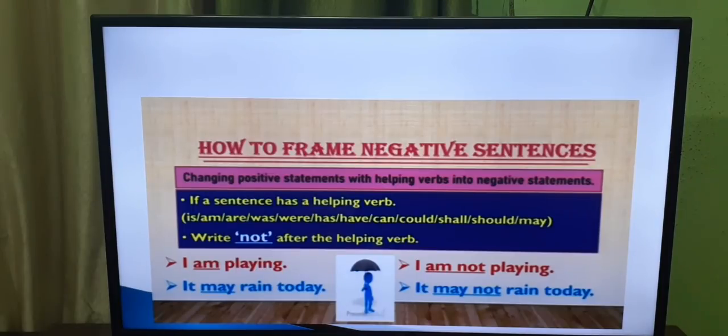Now let us take another example. It may rain today. Here the helping verb is what? May. And we just find out the helping verb and use the word not after that. So, when we change into negative, what we will write? It may not rain today.